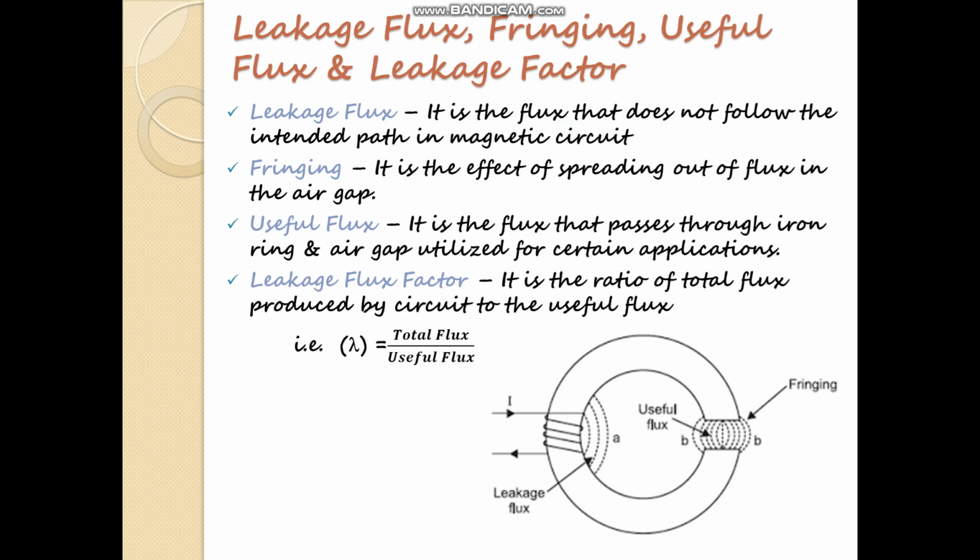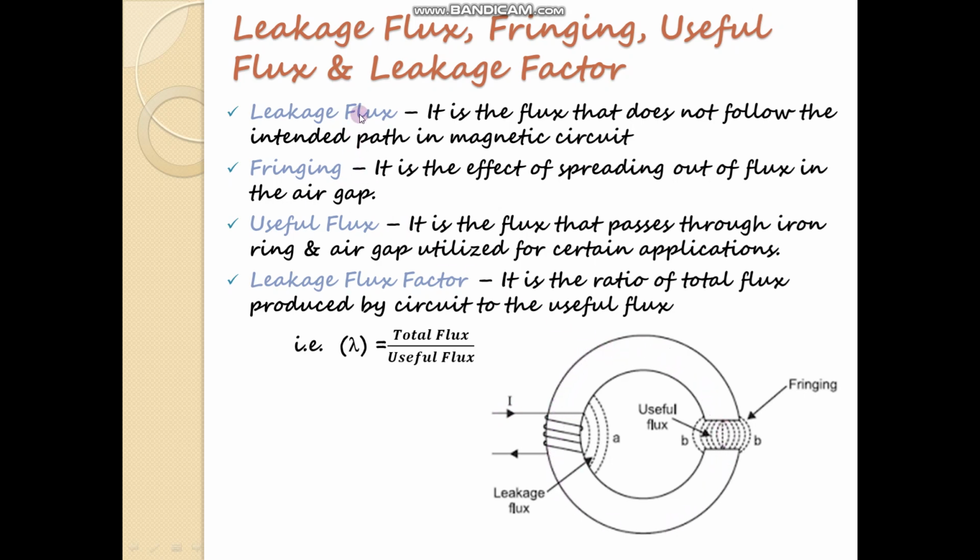The next important parts in magnetic circuit: leakage flux, fringing, useful flux and leakage factor. To understand all the four concepts, consider this circuit. This is the toroidal shaped iron core or iron ring. The wire is wound over that core. Then when current passes through this wire, the flux will pass through this core or ring.